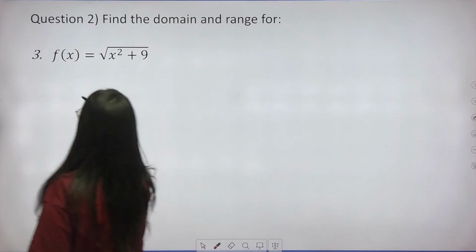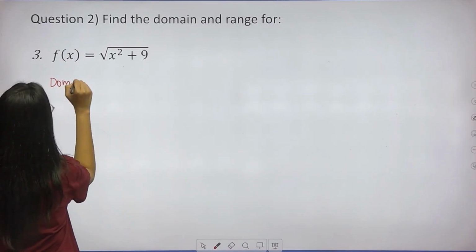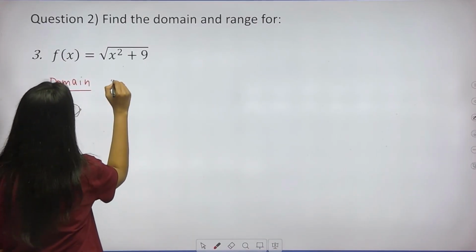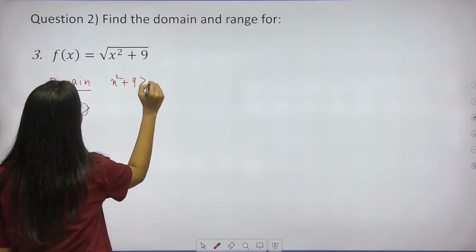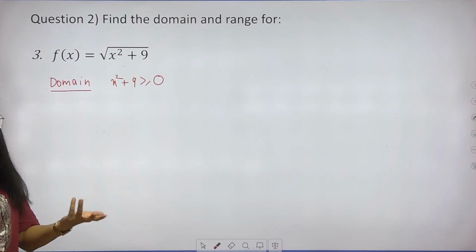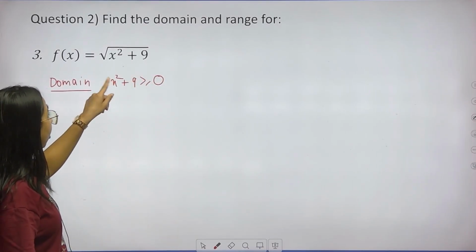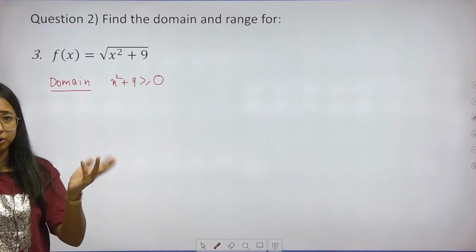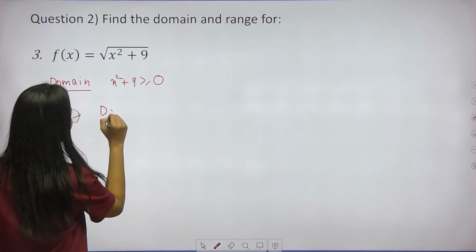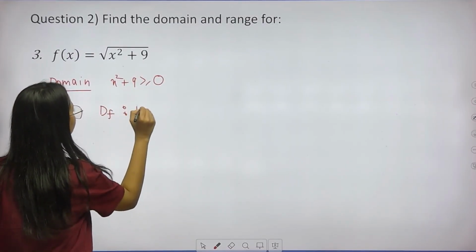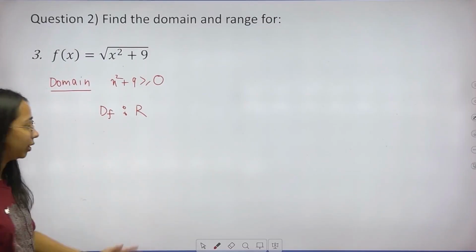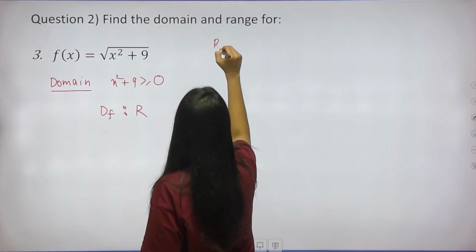Next, let's do this question. Let's find the domain. What will be the domain? X square plus 9 will be greater than or equal to 0. That's definitely because any negative or a positive x will make it as a positive only. Okay, so domain will be all real numbers. Okay, so we need not eliminate any number. Okay, let's find the range.